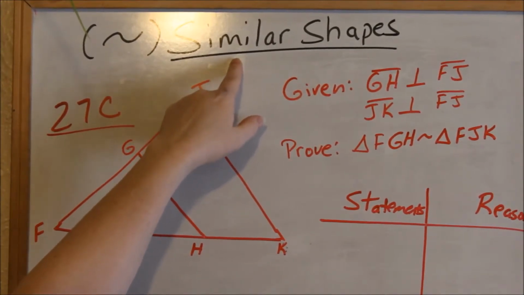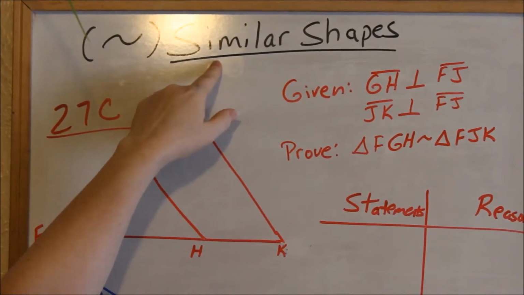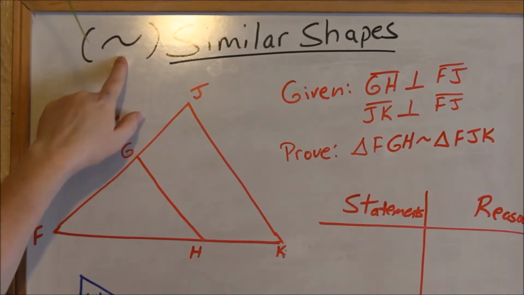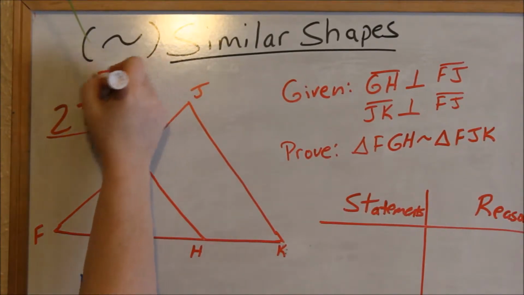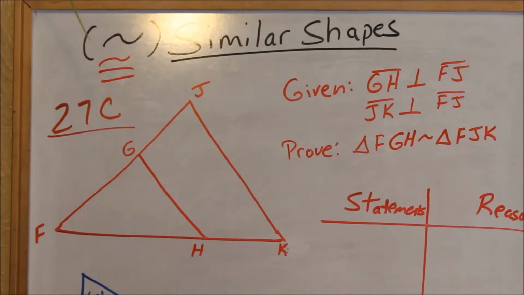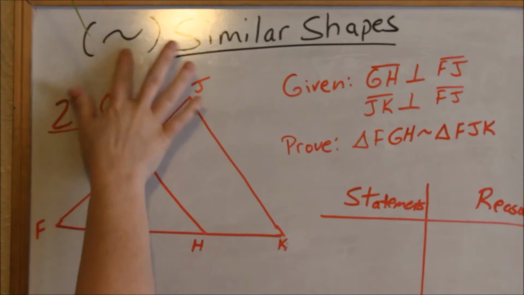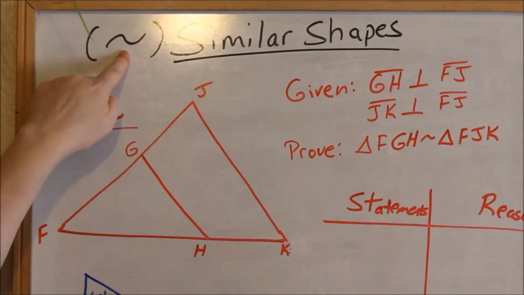The one thing that I want to remind you is that similar means the same shape but not the same size. This is the symbol we use for similar. It is not congruent. Remember, congruent is this symbol right there. Congruent means exactly the same. Similar means the same shape but not the same size. This is the symbol for similar.